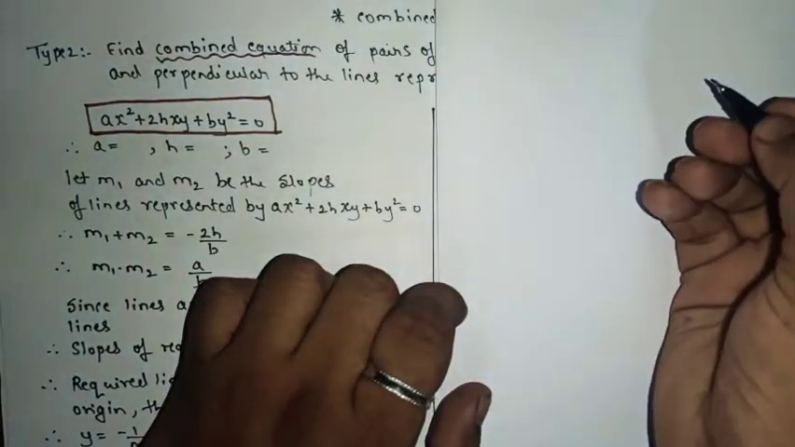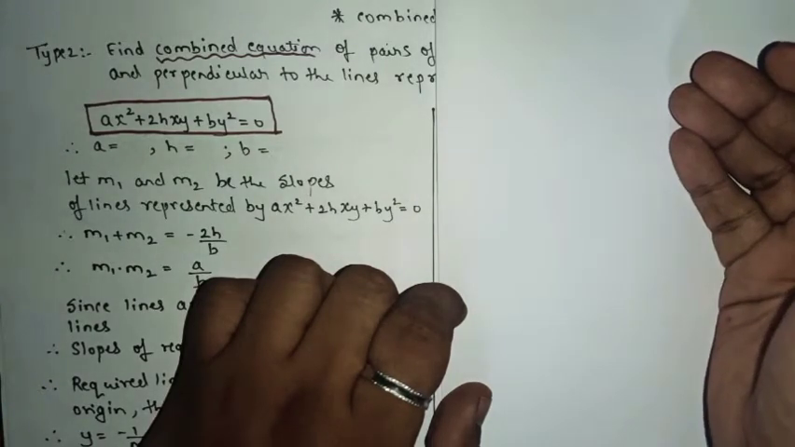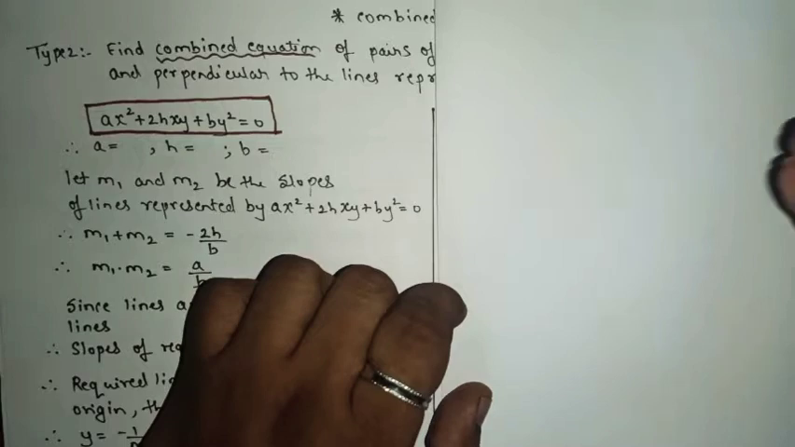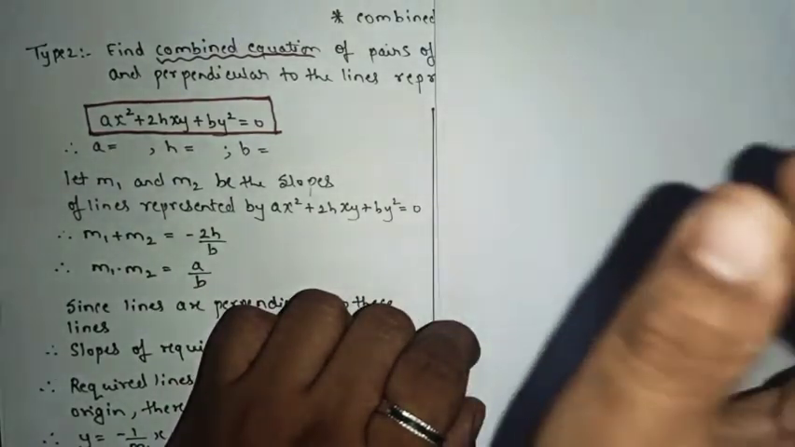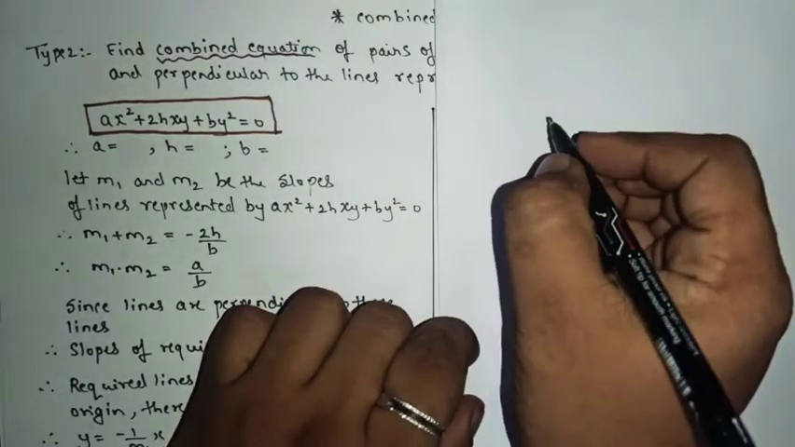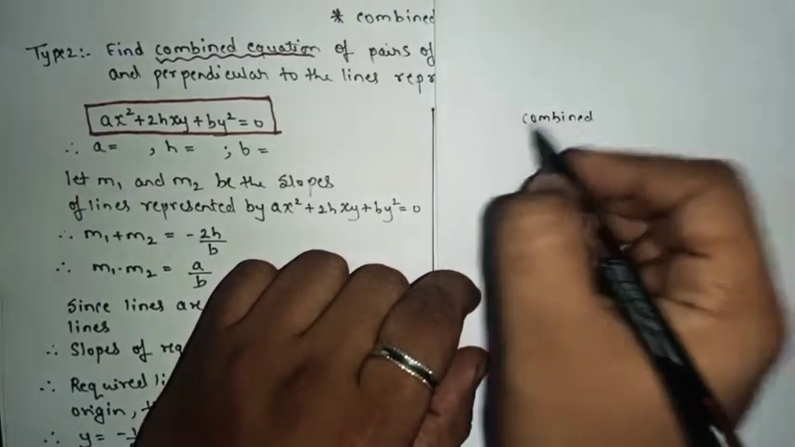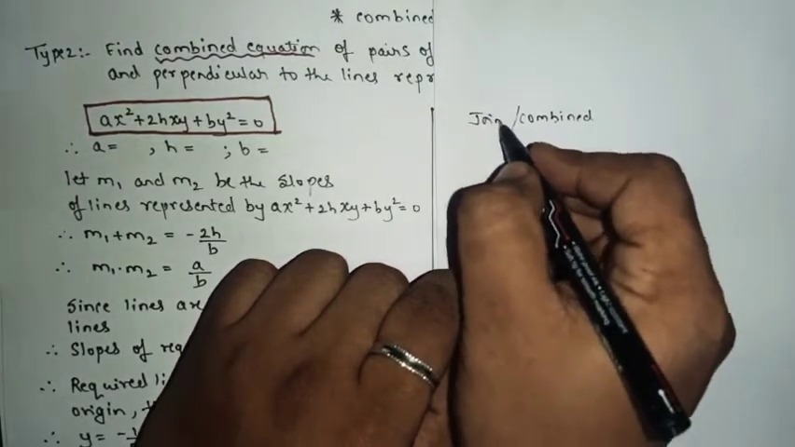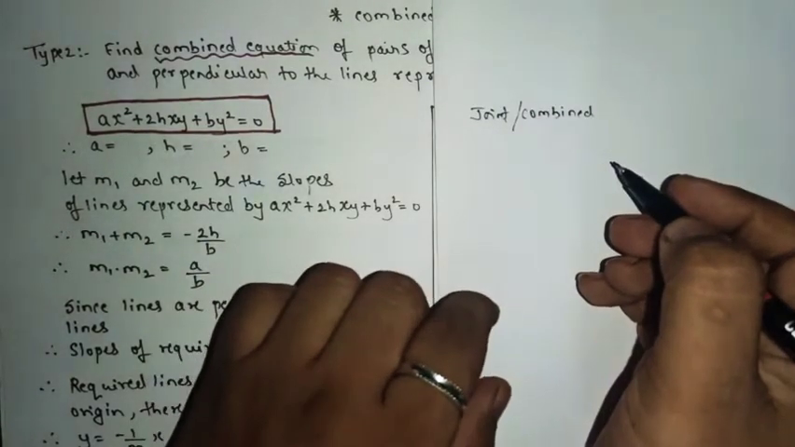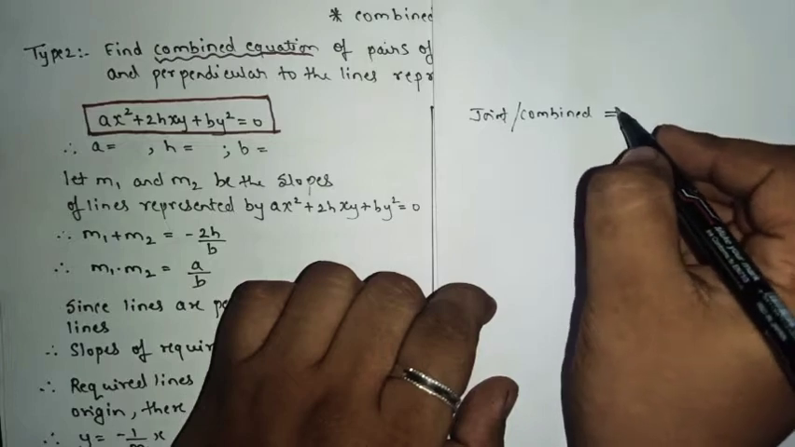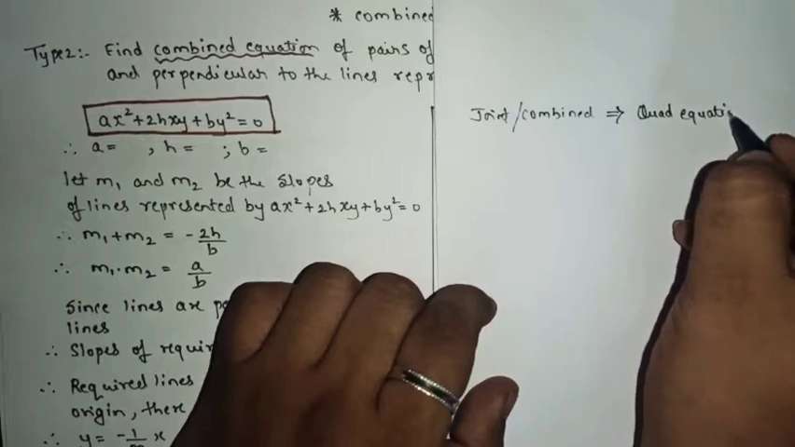when it is passing through some point and it is parallel to some lines, or sometimes it was perpendicular to some lines, yes or no. So now in type number 2 also we have to find the combined equation. As I said in the previous video, whenever the word combine comes, or remember joint, joint and combined equation mean one and the same. It means your final answer will be in the form of a quadratic equation.